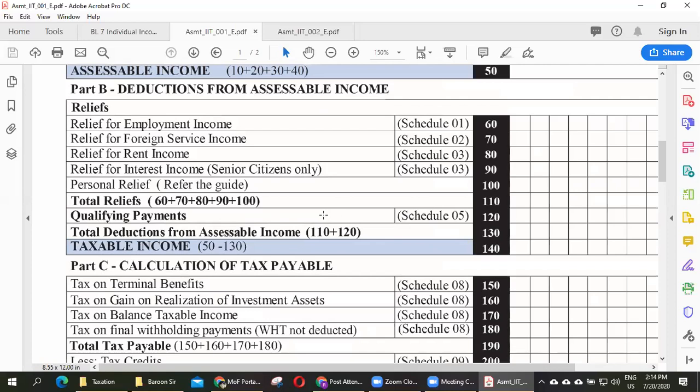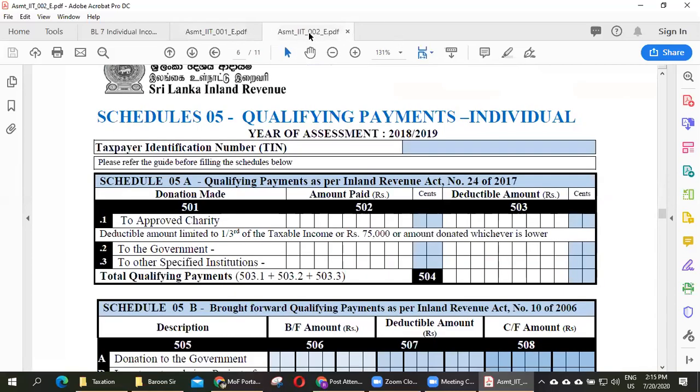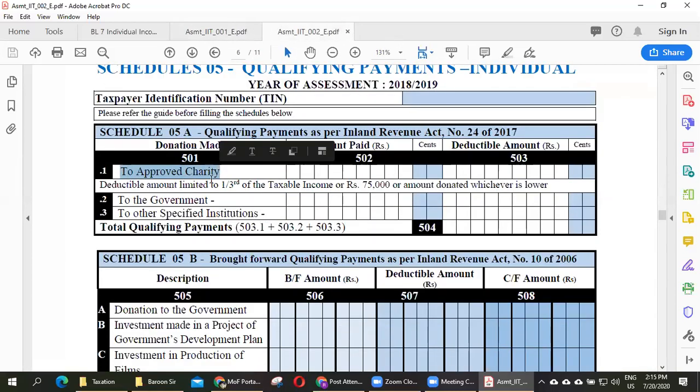Charitable organizations and donations for government. Donation to the government and donation to approved charity, right? Approved charity and to the government, to the other specified institutions. The government includes central government, local government, and provincial council. And other specified institutions include universities and Buddhist and Pali institutes and funds. So, funds coming under government, right?